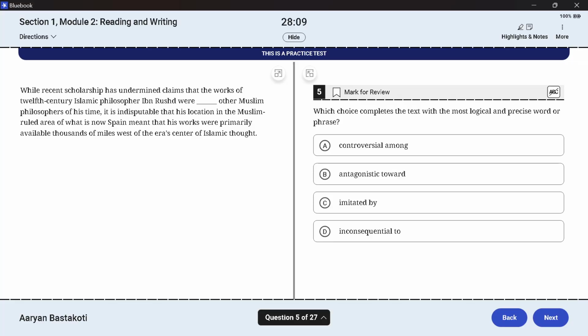And while recent scholarship has undermined claims that the works of the 12th century Islamic philosopher were the dot other Muslim philosophers of his time, it is indisputable that his location in a Muslim-ruled area of what is now Spain meant that his works were primarily available thousands of miles west of the Islamic center. Okay, undermined claims that the works were inconsequential. This seems like a comparison. So other Muslim philosophers seem to have more impact than this philosopher. It is indisputable. Yeah, this seems like the right answer.